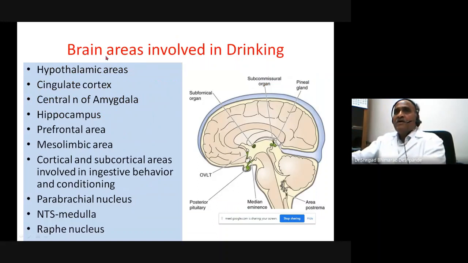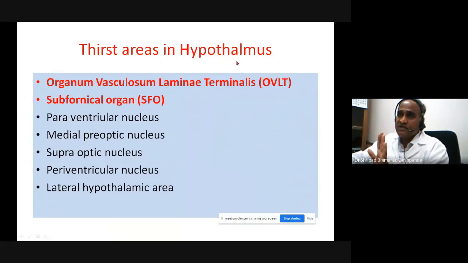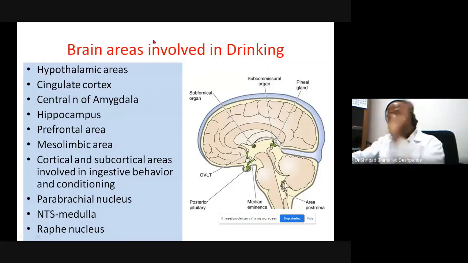Now, brain areas involved in drinking, because in this slide I have shown only the hypothalamic areas that regulate thirst. Now here I show the entire brain areas that regulate the drinking behavior. I have already mentioned the hypothalamic areas, but these are now associated with the limbic areas like the cingulate cortex, the central nucleus of the amygdala, the hippocampus, the prefrontal area.